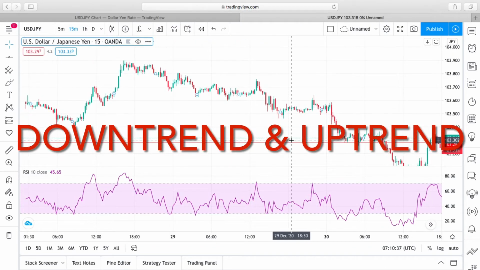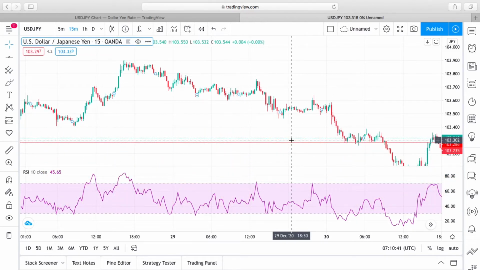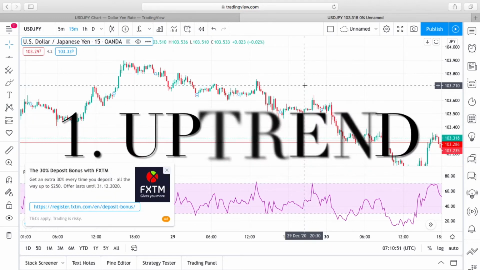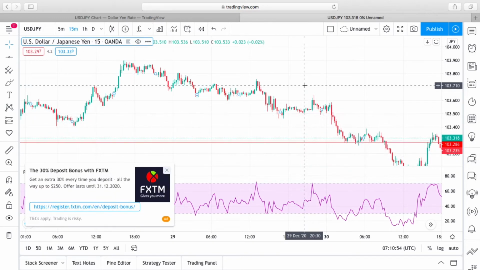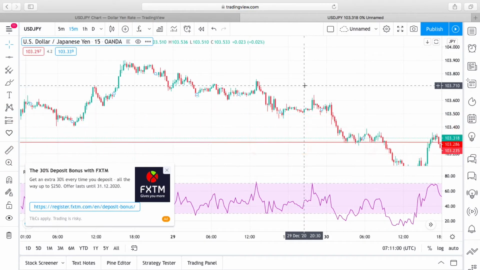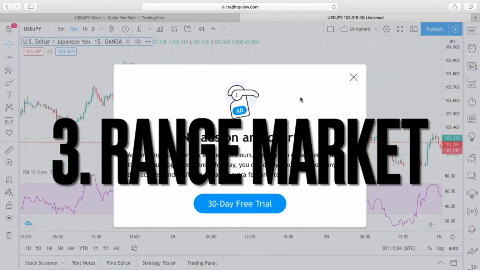A downtrend and an uptrend, very important. The market will only experience three things. No one should deceive you. These are the only three things that happen in every market. One, an uptrend. Two, a downtrend. Three, a range market. So it's self-explanatory.